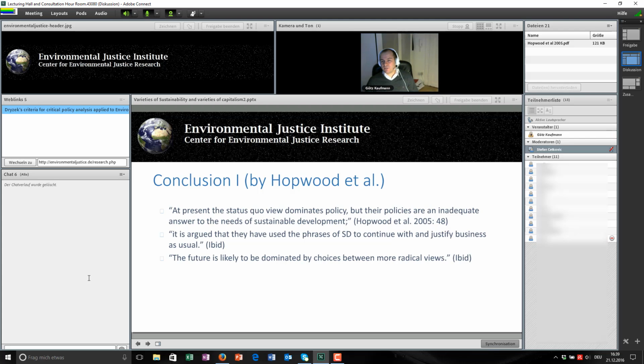So the central part of the conclusion by Hopwood is that there is a status quo view that dominates policies, and that this viewpoint uses phrases of sustainable development to do as they always did, like profit-driven, market-oriented policy making. And they assume in 2005 that the future is likely to be dominated by more radical views, which we can think about whether this is true or not.